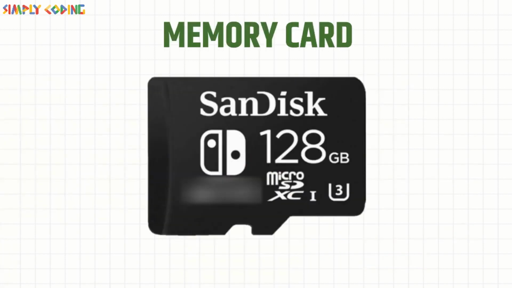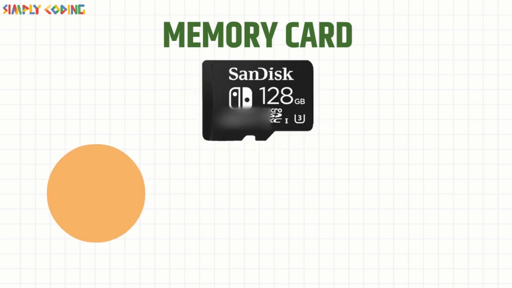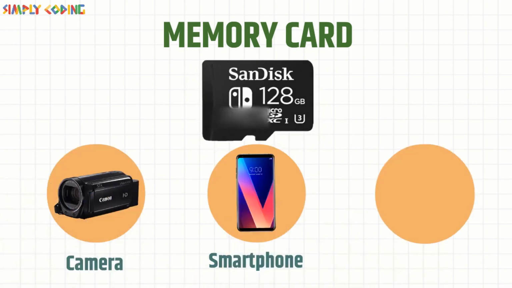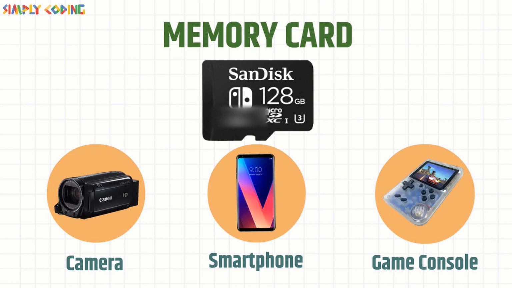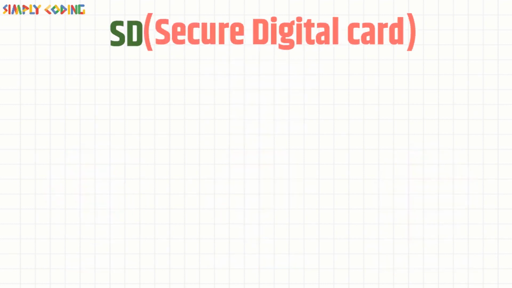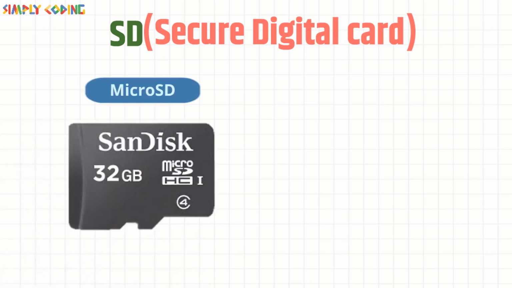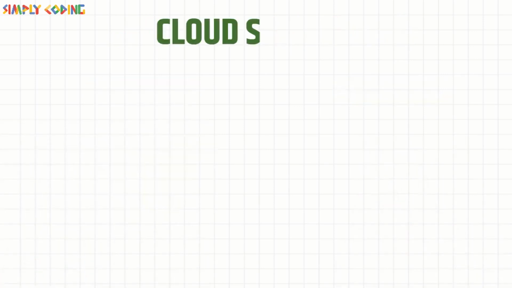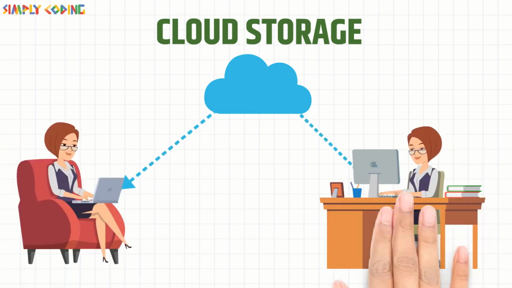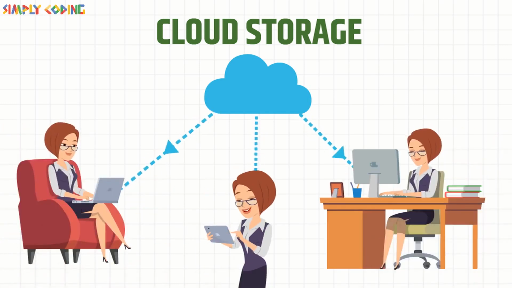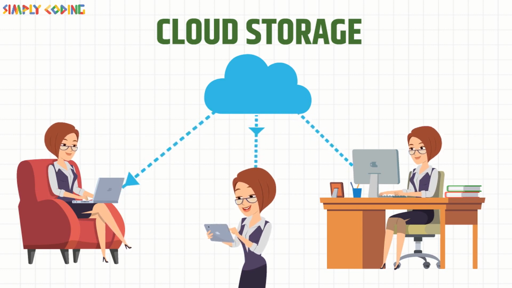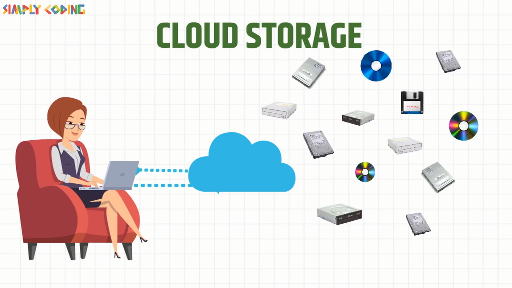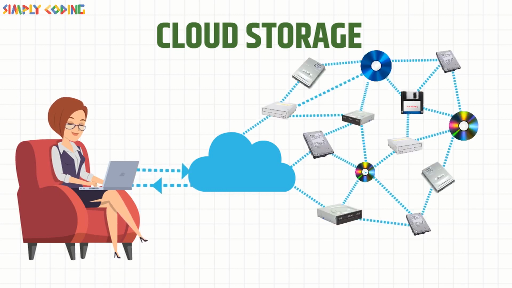Memory card is used to store photos, videos in cameras, smartphones and gaming consoles. They can store images up to 128 GB. SD or secure digital card comes in micro SD or mini SD size as well. Nowadays, storing data online and in cloud is becoming popular as people need to access their data from more than one device. However, it is nothing but storing on a network of remote servers which are either magnetic or optical.